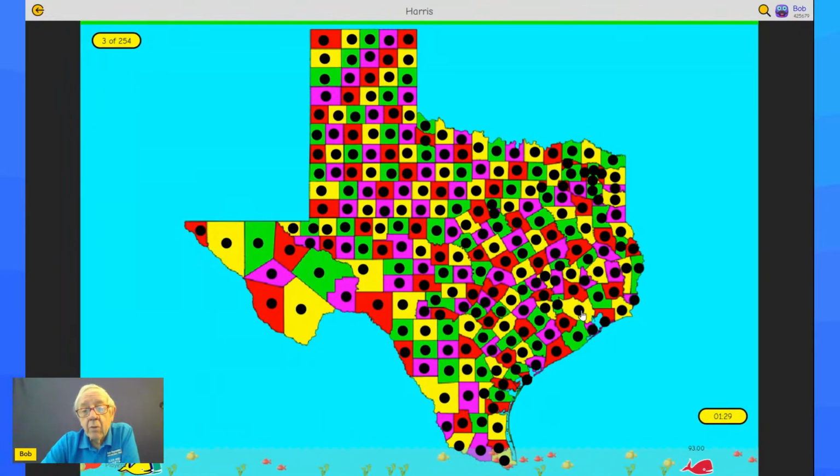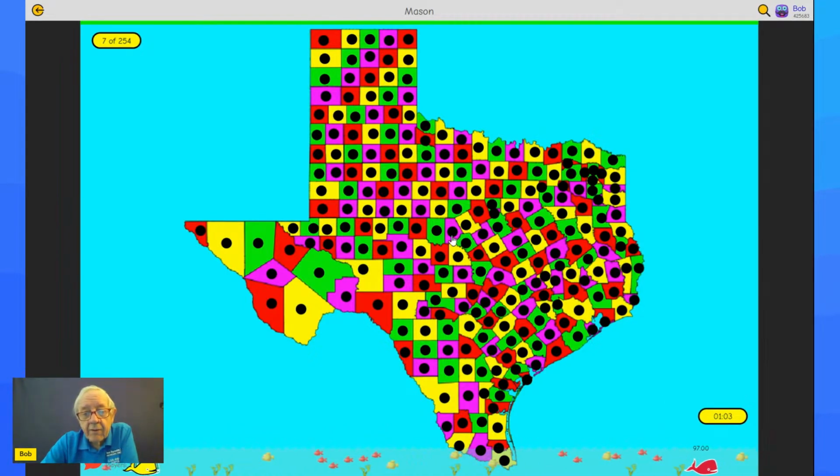Harris, where Houston is located. Lubbock is the green one here. Lubbock. Donnelly, let's see if this is Donnelly. It is. Smith. Now I sometimes get Smith and Hill confused. This is Hill County. This is Smith. If I get it right, I get a green light.